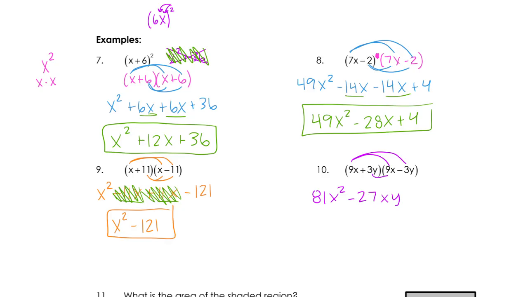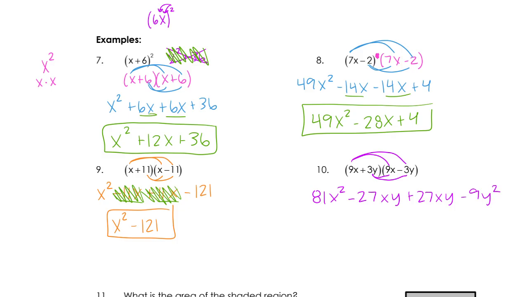Then we have 3y times 9x, which would be plus 27, and then again, I have y times x. I'm going to go ahead and just put them in the same order as the first term. You could put yx or xy. It means the exact same thing. And then we have 3y times negative 3y. 3 times negative 3 would be negative 9. And then y times y would give us y squared.